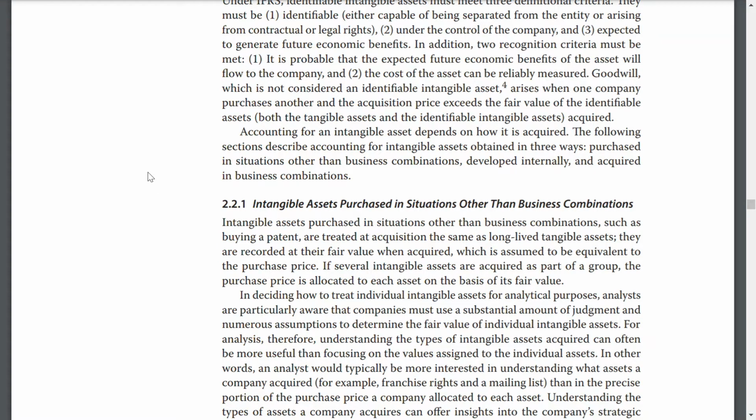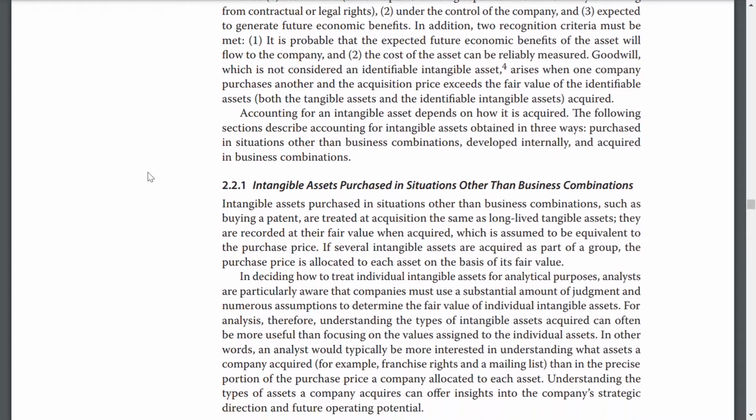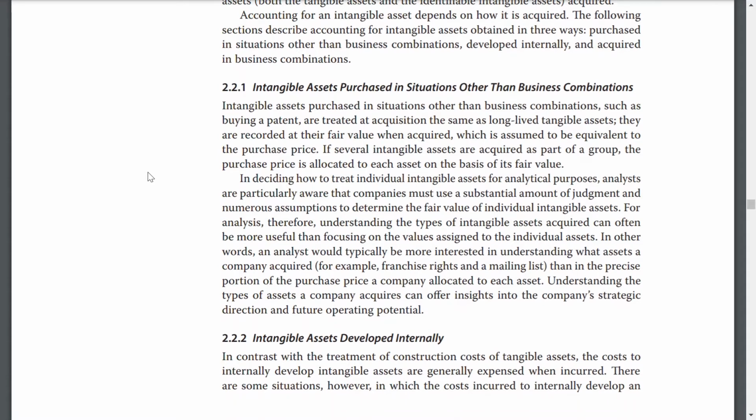Intangible assets purchased in situations other than business combinations. Intangible assets purchased in situations other than business combinations, such as buying a patent, are treated the same as other long-lived assets. They are recorded at their fair value when acquired, which is assumed to be equivalent to the purchase price. If several intangible assets are acquired as part of a group, the purchase price is allocated to each asset on the basis of fair value.